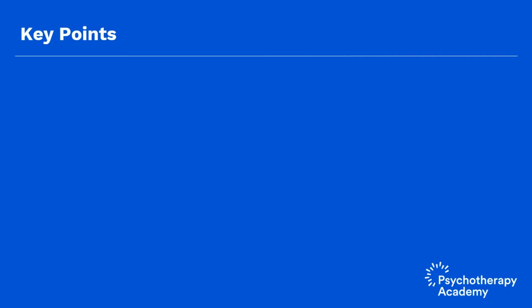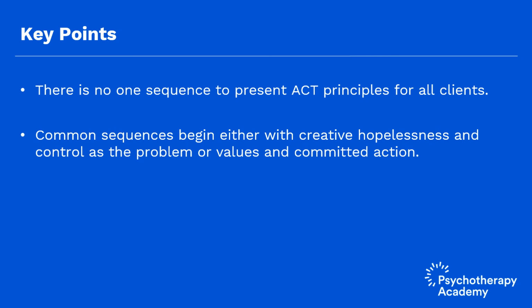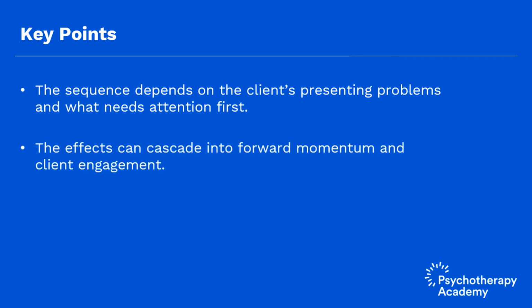So some key points. There is no one sequence that should guide the order in which ACT principles would be presented for all clients. This is where your individualized case conceptualization will come in. Common sequences involve beginning either with creative hopelessness and control is the problem, or values and committed action. There is no one right answer. It depends entirely on your assessment of what has contributed to the client's presenting problems, and therefore needs attention first so that the effects can cascade into forward momentum and client engagement.